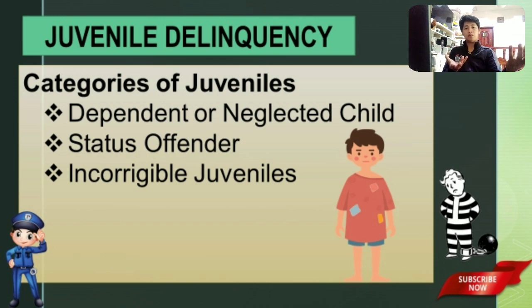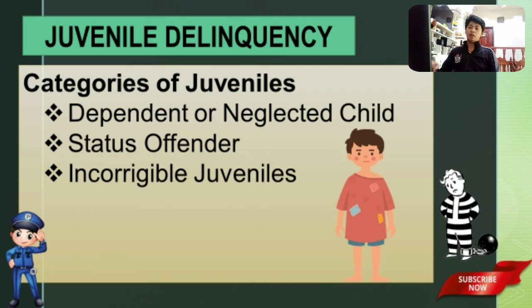CICL. Nag-commit siya ng crime, pero dahil hindi pa siya pwedeng makulong, kinuha ng DSWD. Tapos pagdating sa shelter, magkakasama sila. Do you see the problem? Nakikita niyo yung problema dito? Ito naman did not commit the crime, but then he was mixed up with other children, with other juveniles, that is under the custody of the DSWD, na magkakahalo sila. That's problematic.